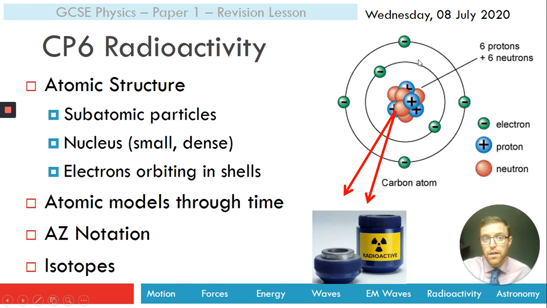So you need to know that electrons orbit the nucleus of an atom and they orbit in fixed shells. These are electron shells. The protons and neutrons of an atom sit in a small, dense nucleus. It's where 99.99% of the mass of the atom is in the nucleus, because protons and neutrons are relatively very massive compared to electrons. That's what we mean by atomic structure and the model that we need to use for GCSE level.